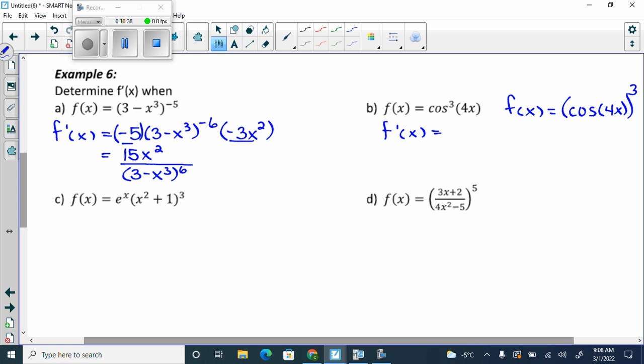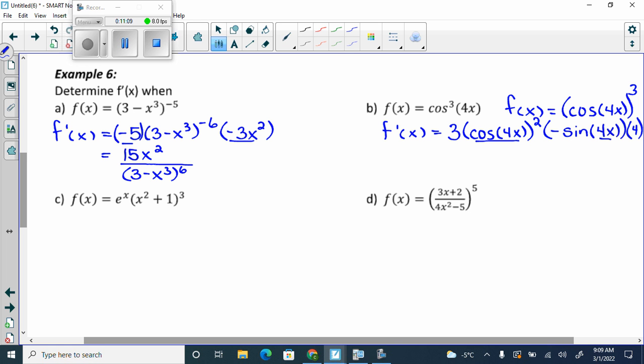We go 3, rewrite the inside, cos 4x, all to the 2. Now we have to times it by the derivative of the inside. What's the derivative of cos 4x? Negative sine. Negative sine 4x. What haven't I done yet? The 4x, which is just 4.